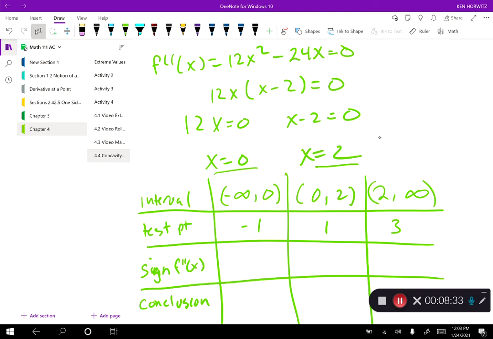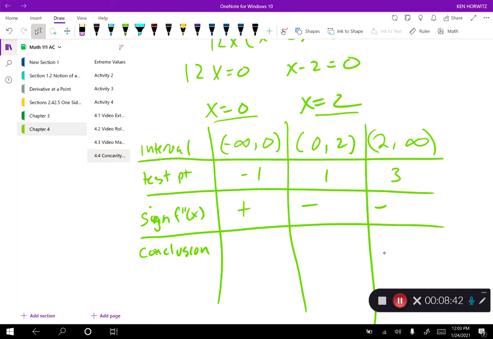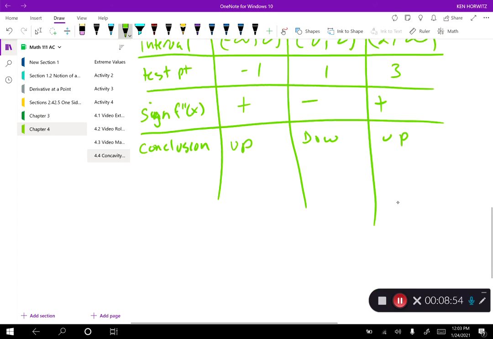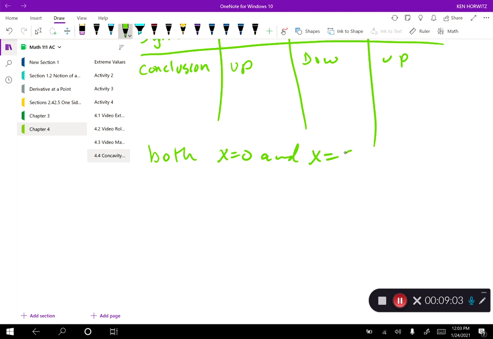All right. Hopefully you went through the process. I got that the sign was positive, negative, positive. That's a definite positive. And I got concave up, concave down, concave up, which means that both x equals 0 and x equals 2 are points of inflection.